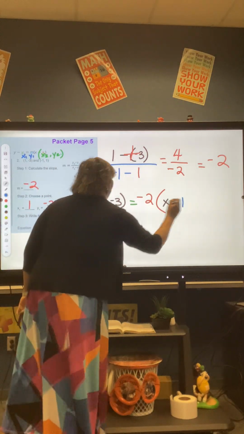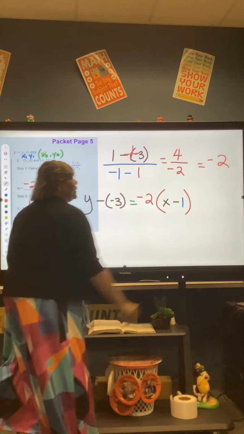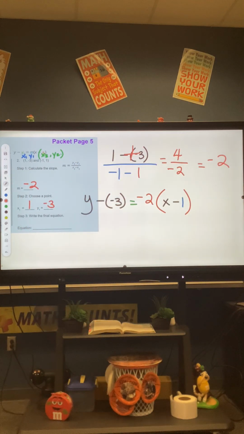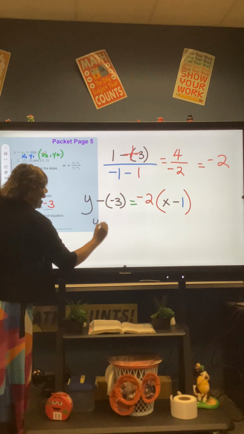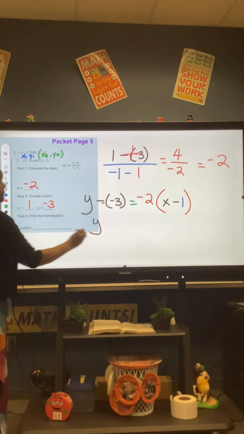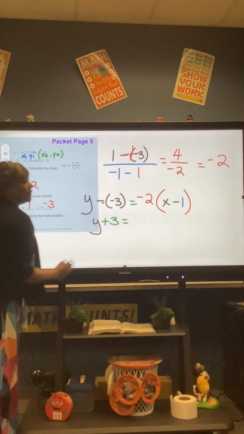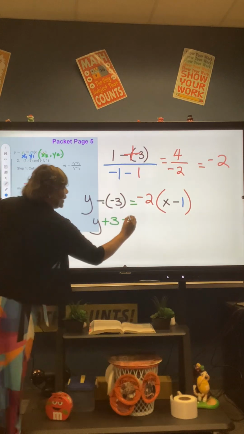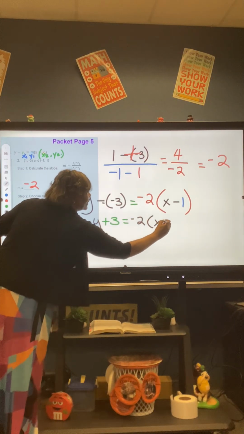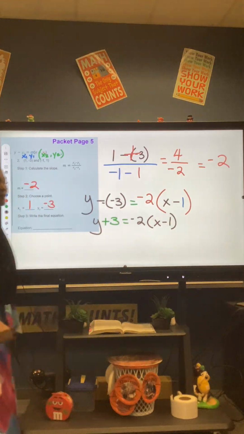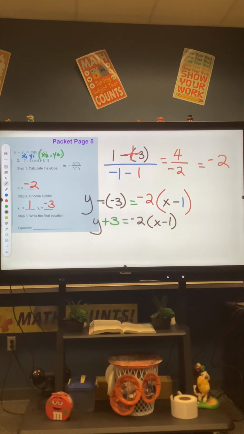Yep, okay. Watch me do this thing. Now, am I done? No, because what's happening? You got a double negative, so this should be y. A negative times a negative is a +3. Okay? Then we're going to take that -2 and multiply it by x minus 1. Everybody good?